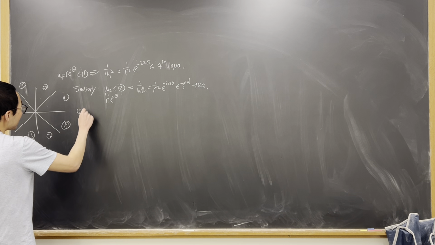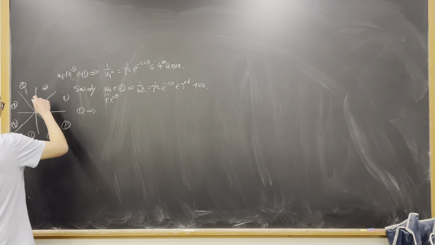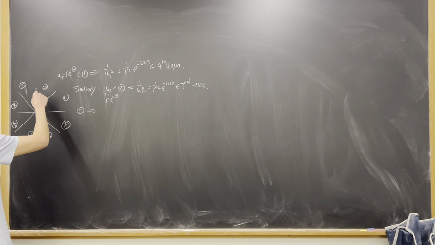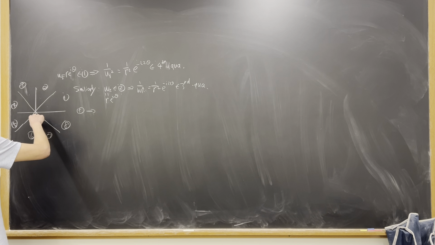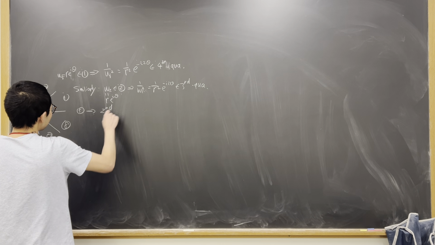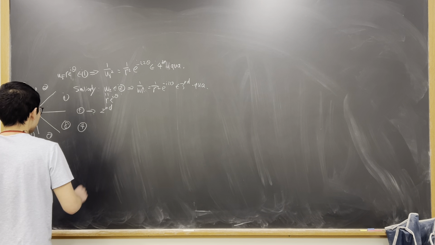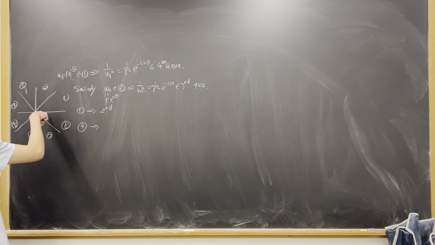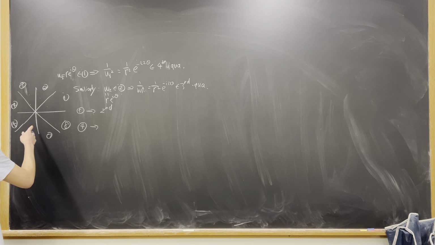So for 3, it goes to, so I square it, it should lie in the second quadrant, and then for 4, I think it should lie in the first quadrant. Yes.